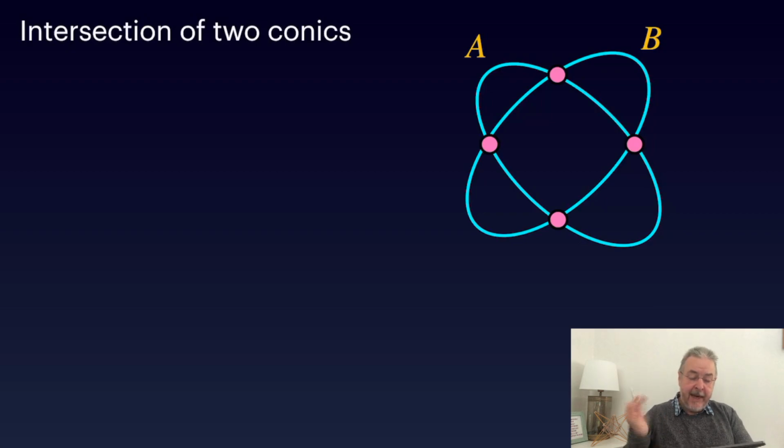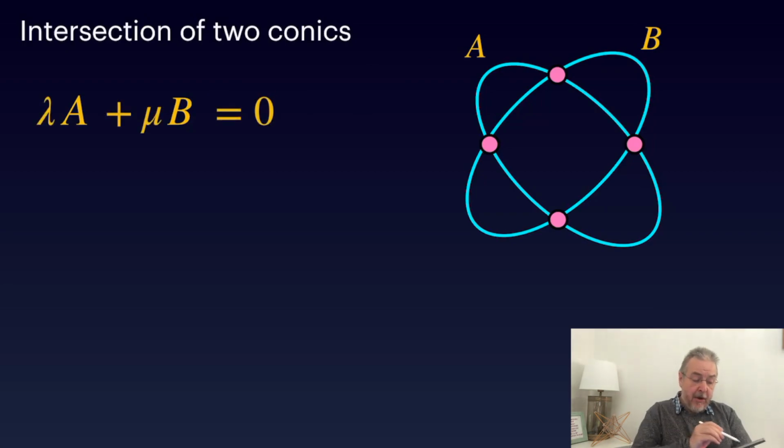And the trick here goes by using these two matrices and considering all linear combinations of those two matrices, because we know something interesting about those linear combinations. Those linear combinations will all pass through these 4 points of intersections, because both A and B evaluate to 0 at these points of intersections.